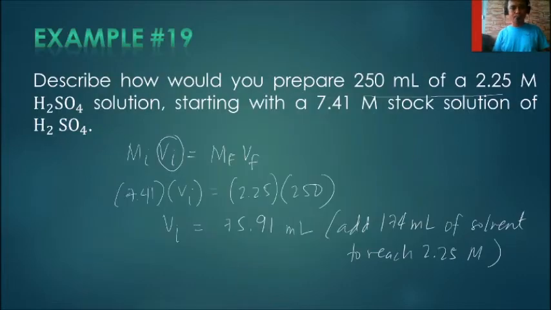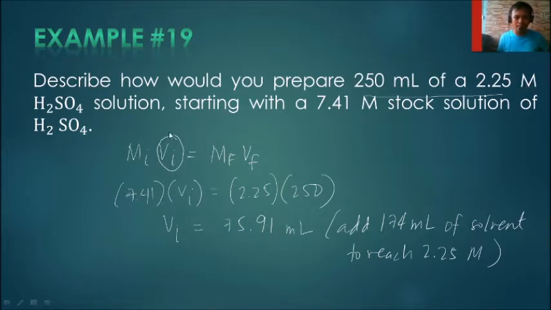Ayan. So, let's have this example number 19. Okay. So, describe how would you prepare 250 ml of a 2.25 M sulfuric acid solution. So, we have this molarity of 2.25 M of 250 ml, starting with the 7.41 M molar concentration of stock solution of sulfuric acid. So, dito, initially, meron kang 7.41 M ng sulfuric acid solution. So, ang kailangan mo dito malaman is kung ilang ml initially meron ang solution before you achieve this 250 ml of 2.25 M sulfuric acid.